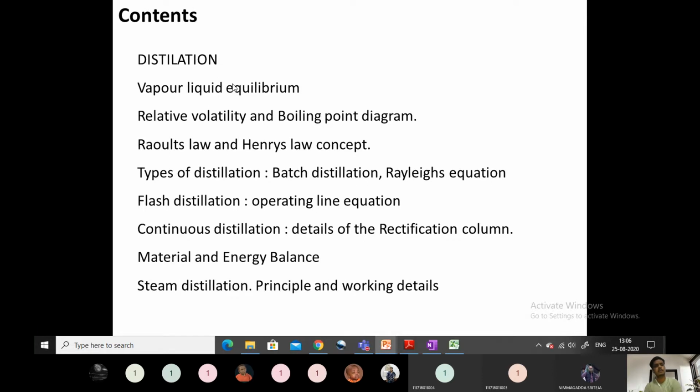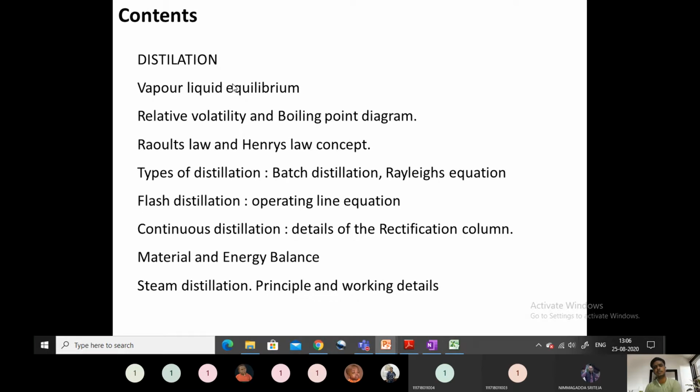Then the next one is relative volatility and boiling point diagrams. What is relative volatility? First of all, what is volatility? Volatility is a system property, or a particular compound property, of how easily that particular component vaporizes. When we apply some change to a system, how much energy is required in order to vaporize that particular component is called volatility. Then what is relative volatility?